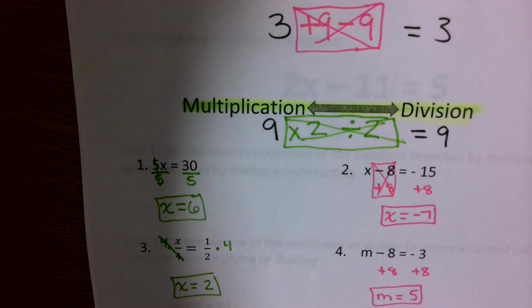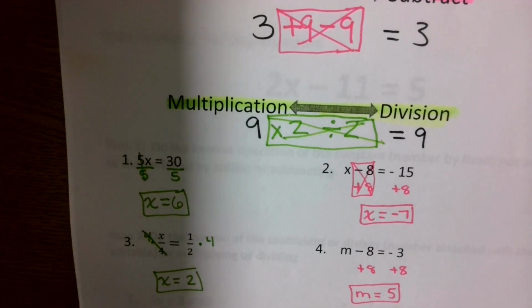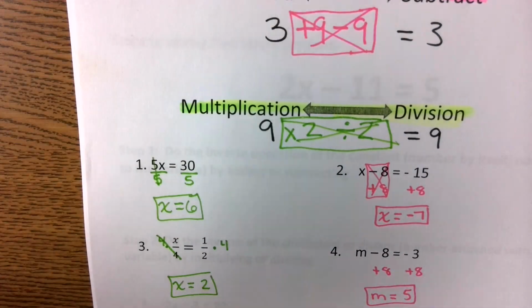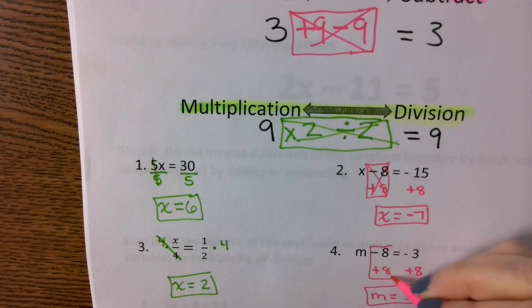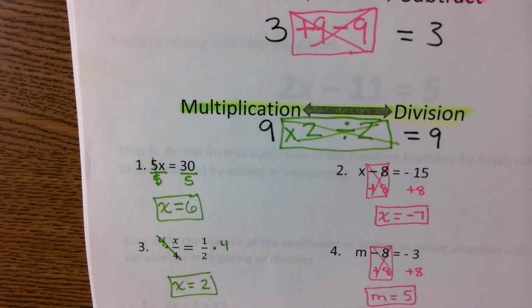Here, we'll go through these a little quicker then. For the opposite of minusing 8, we're going to add 8 to both sides. Those minus 8 and plus 8s are going to go ahead and cancel each other out because they are going to zero out there. And you get m is equal to a positive 5.